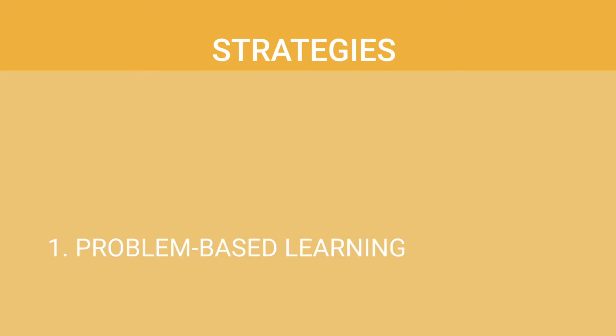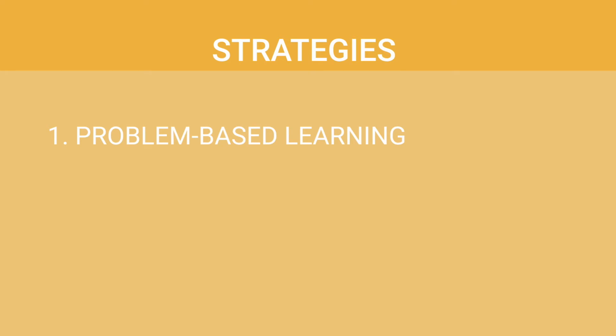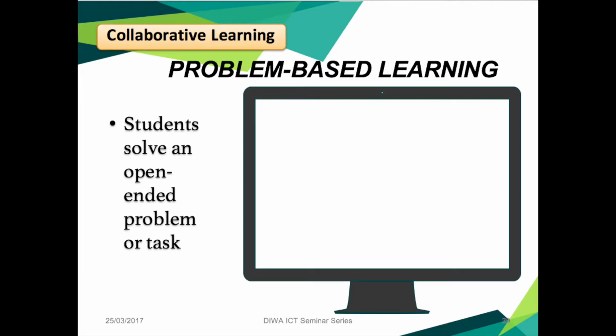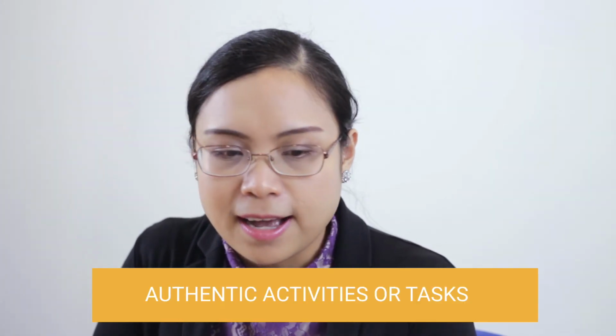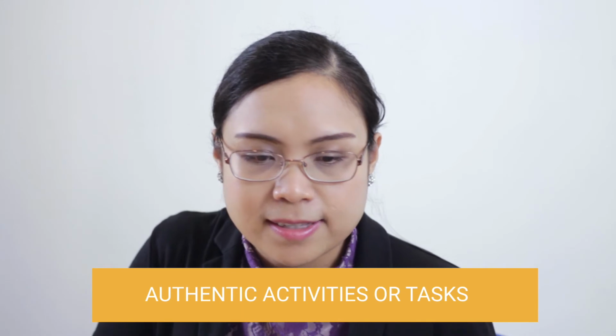Now, I will be suggesting 2 strategies for you in relation to collaborative learning. First is problem-based learning, and second is learning centers. Let's start with problem-based learning. In a problem-based learning, students solve an open-ended problem or task. And this is usually corresponding to authentic activities or tasks. Authentic activities or tasks reflect the kind of activities that people do in the real world. That's the problem with many classroom activities.